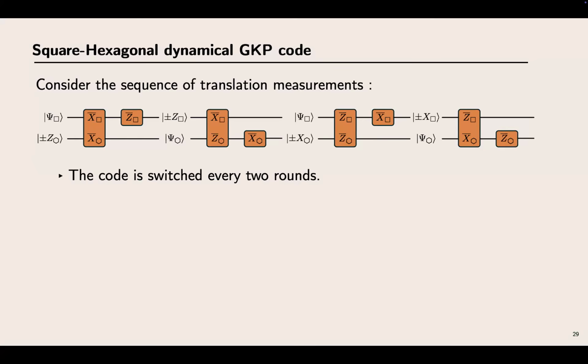And so in this code, we switch between the square and the hexagonal code every 2 rounds. So the psi here goes down to the hexagonal one and comes back up every 2 rounds. And then we get a full round of error correction every 4 measurement rounds. So these orange boxes are measurements of this X operator, okay?